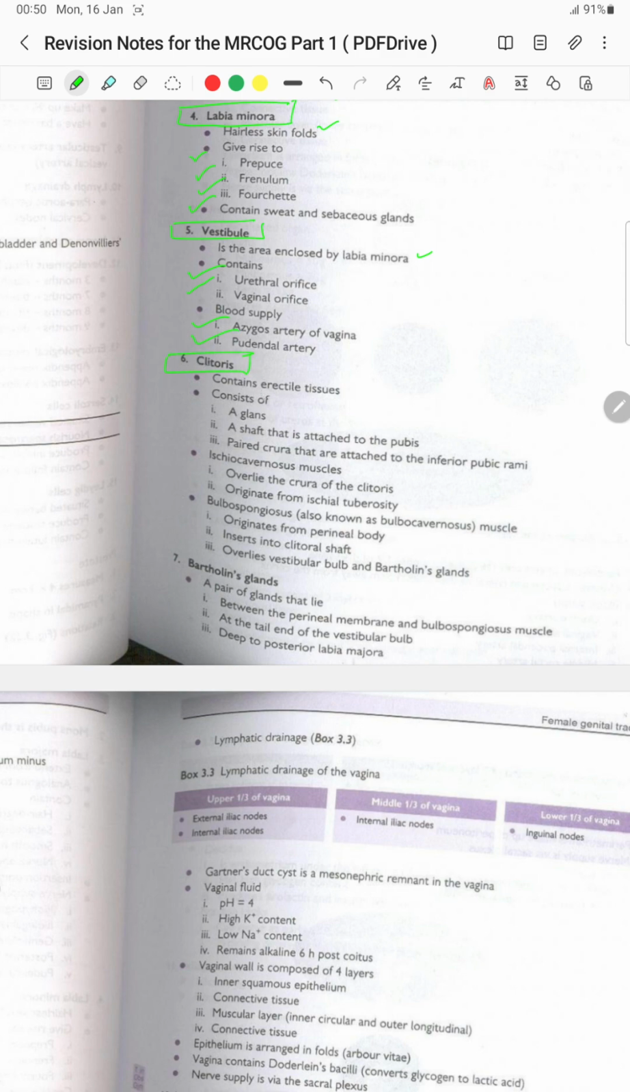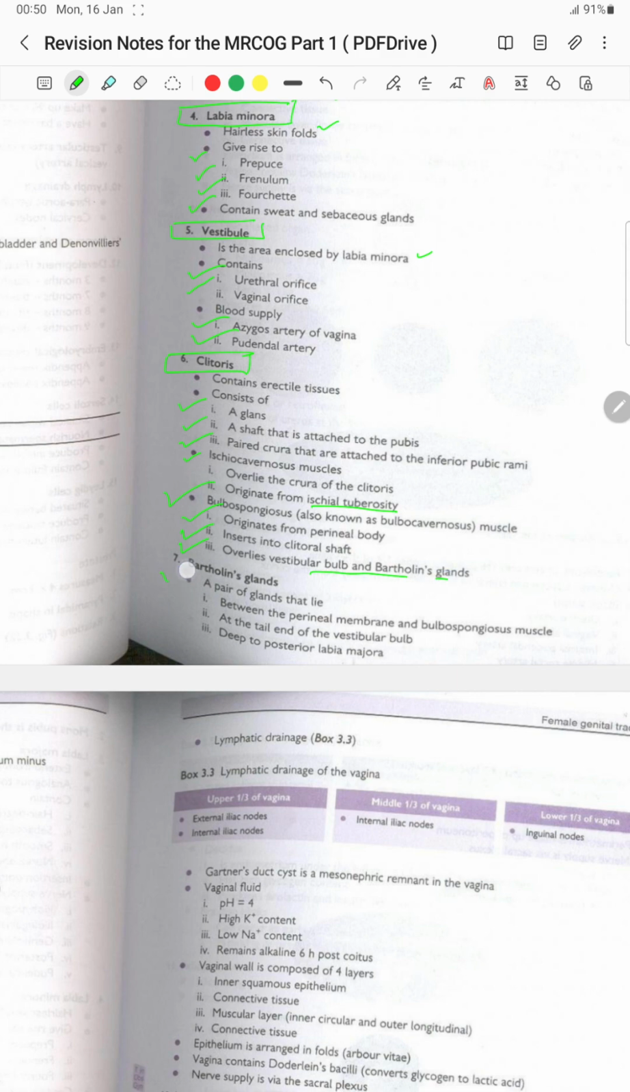Next is the clitoris. It contains erectile tissue and consists of a glans, a shaft that is attached to the pubis, and paired crura that are attached to the inferior pubic rami. The ischiocavernosus muscles overlie the crura of the clitoris and originate from the ischial rami. Bulbospongiosus, also known as bulbocavernosus, originates from the perineal body, inserts into the clitoral shaft, and overlies the vestibular bulbs and the Bartholin gland.